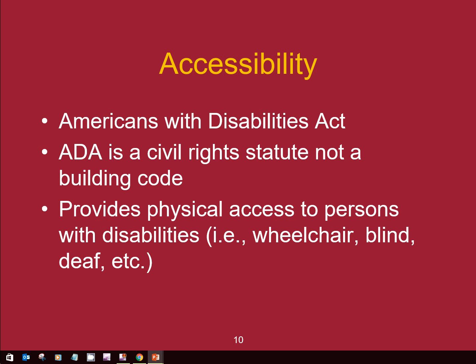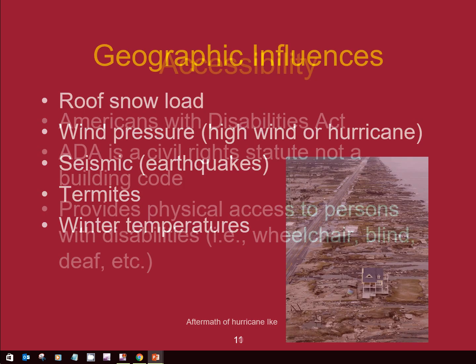Now, not every building is required to have that. There's a listing of what is required, what is not required. Okay, but your book will delve more into that. But I do want to make you aware of when you see the word accessibility in reference to architecture or building construction, it means the Americans with Disabilities Act or handicapped disadvantaged persons.